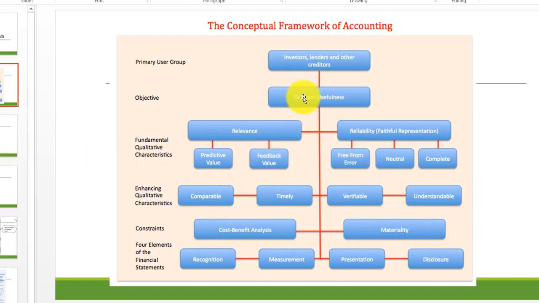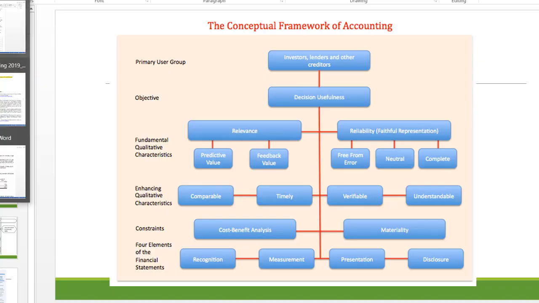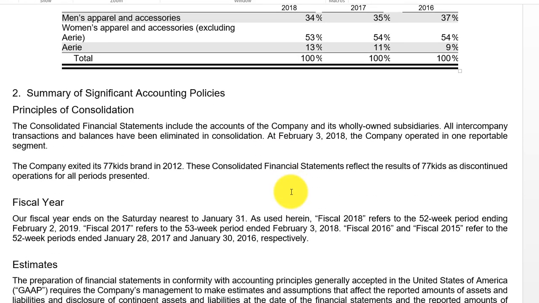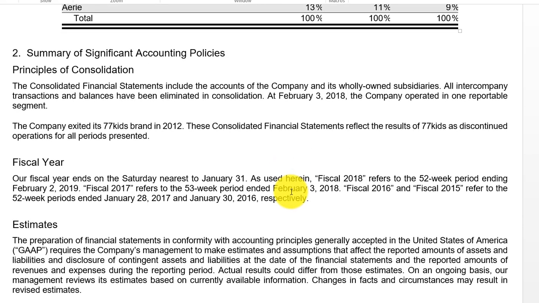So you're starting to talk about what things might be useful for making decisions so that you may understand the material that's being presented. So if you refer back to this conceptual framework, you'll see some of these things applied. All right, so we're going to go back to that report. You'll see the merchandise mix, and then either the first or second is usually a summary of significant accounting policies. And this is where we'll probably spend most of our time here.